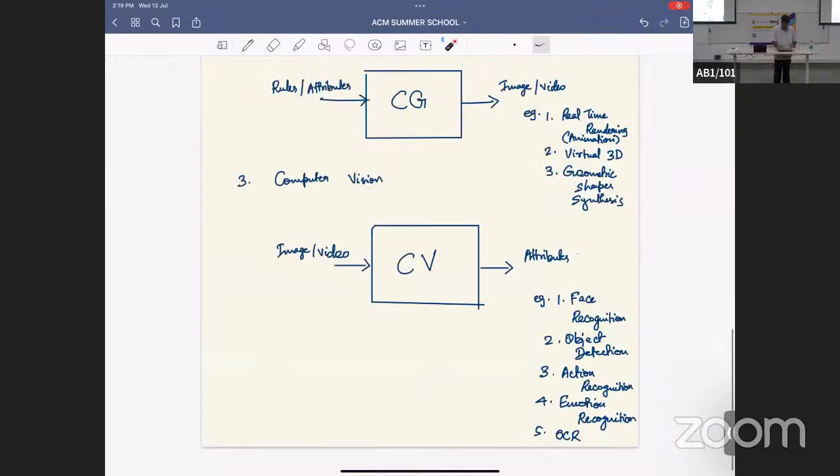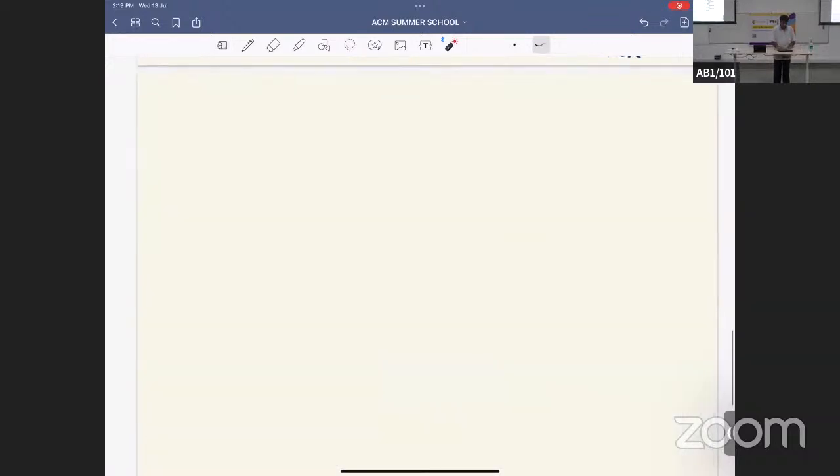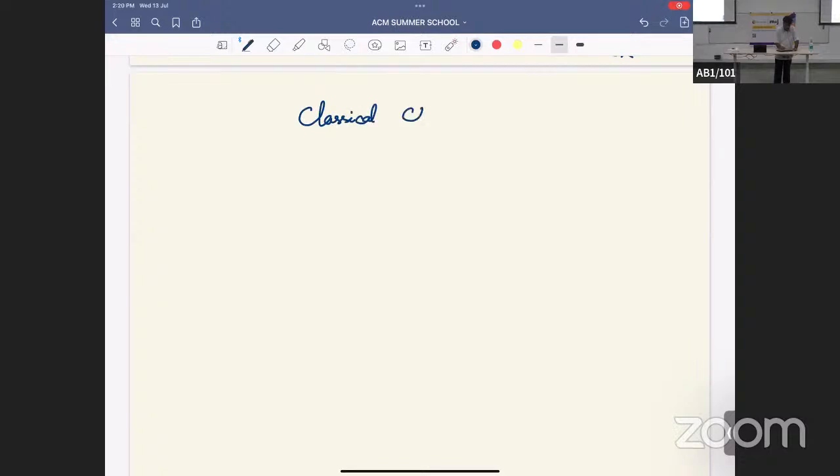So let's then move on and talk about some background of classical computer vision. So I'll give some idea. What are the two things? Before deep learning and machine learning came, what are the two or three tools on which these computer vision problems were solved? Can anyone tell me?